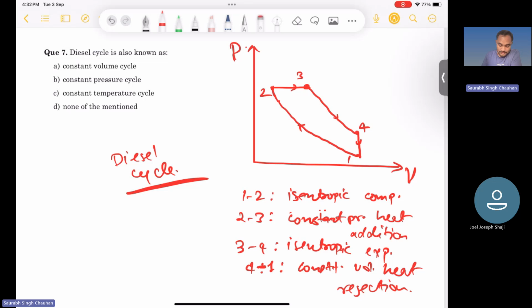Diesel cycle is known as constant volume cycle? No. Basically, we have to tell which type of process is there during the heat addition. So heat addition, you can see from 2 to 3, it is constant pressure. So option A, constant volume, no, it is not the correct option. Part B, constant pressure cycle, yes, because heat addition is taking place at constant pressure. Part C, constant temperature cycle, no, and none of the above, obviously not correct. So part B is the correct option. I hope it is clear.